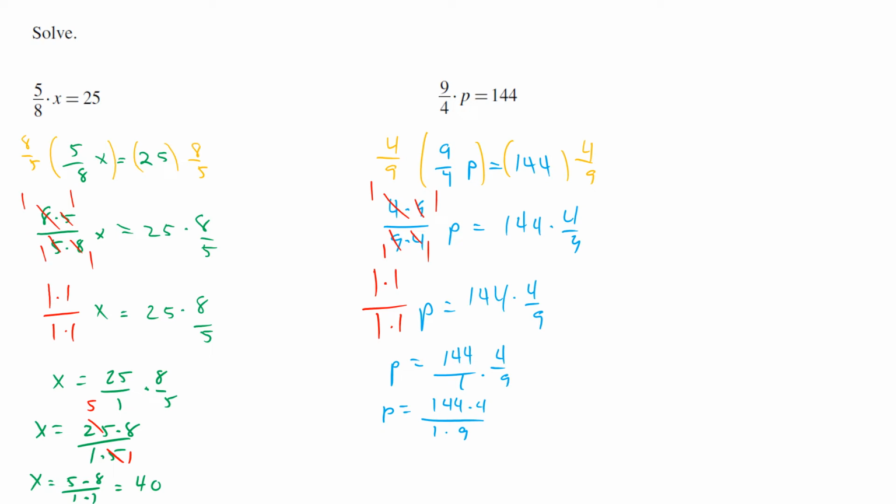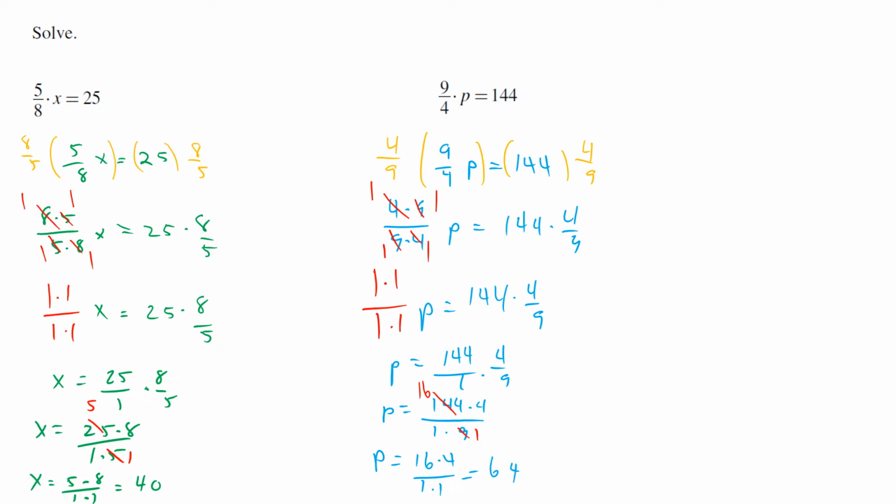And I wonder if something's going to cancel here, so let's use our divisibility rules. So is 144 divisible by 9? Well, for it to be divisible by 9, the sum of the digits needs to be divisible by 9. 1 plus 4 plus 4, that's going to give us 9. So 144 is divisible by 9. And 144 divided by 9 is going to be 16. 9 divided by 9 is 1. So this is going to give us p equals 16 times 4 divided by 1 times 1, which is going to give us 16 times 4, which is 64.